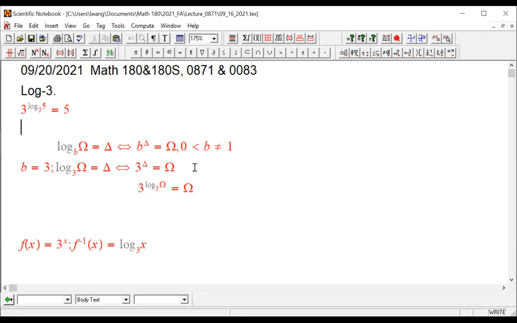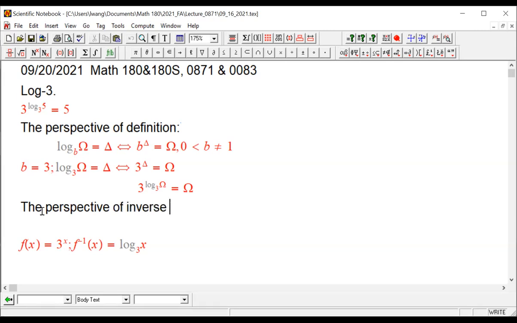The second perspective. So this first one, the perspective of a definition. The second perspective is from the inverse function perspective. Because what do we know? We know this fact, right? The second perspective, the perspective of the inverse function properties.